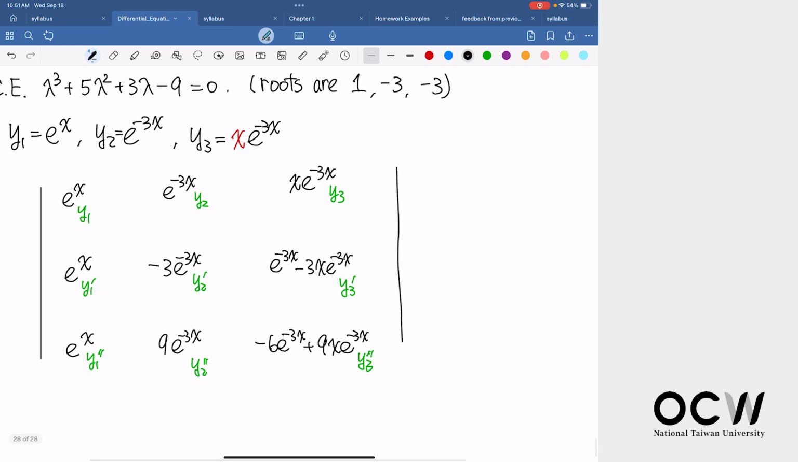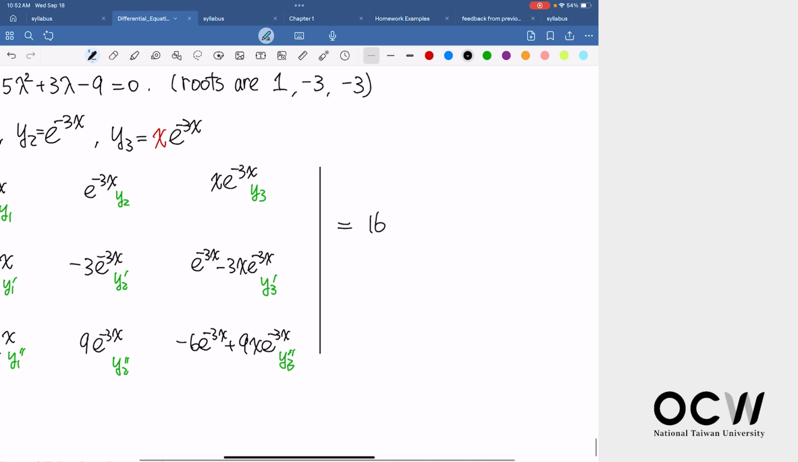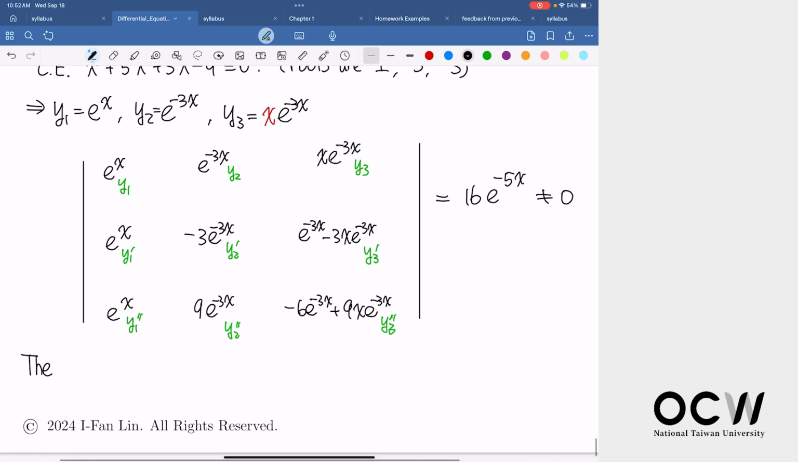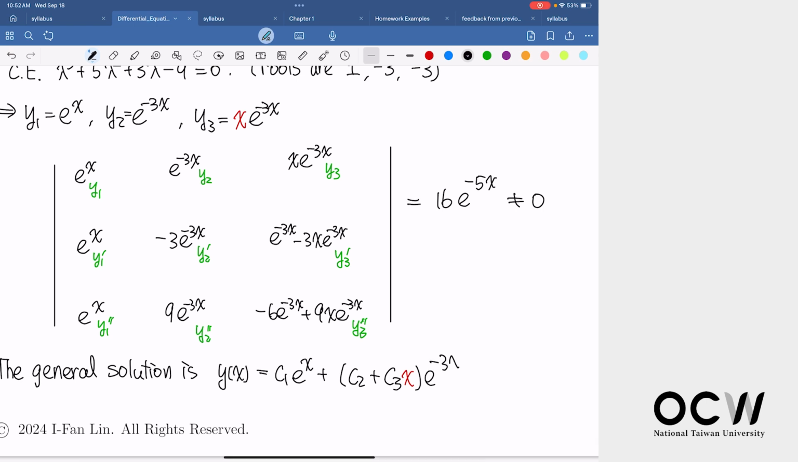Okay, if I take the determinant, that is 3 by 3, it's 16 times e to the minus 5x. And this is not 0, so actually those three solutions are linearly independent. The general solution will be c1 e to the x plus c2 and c3, I need an additional x here, times e to the minus 3x.